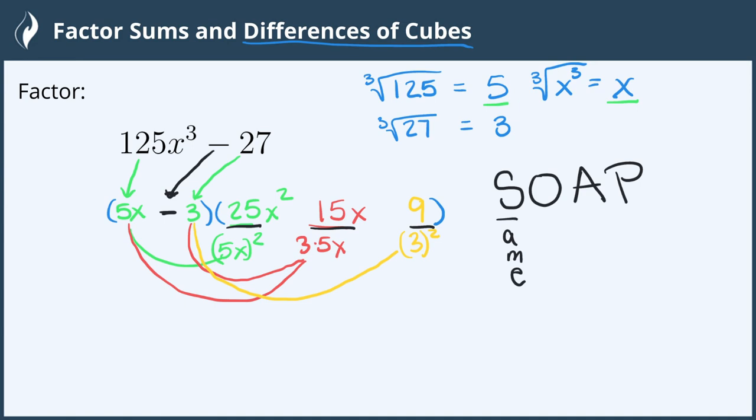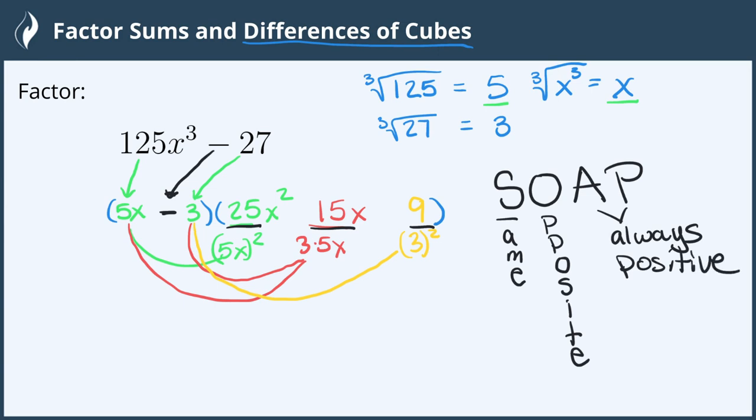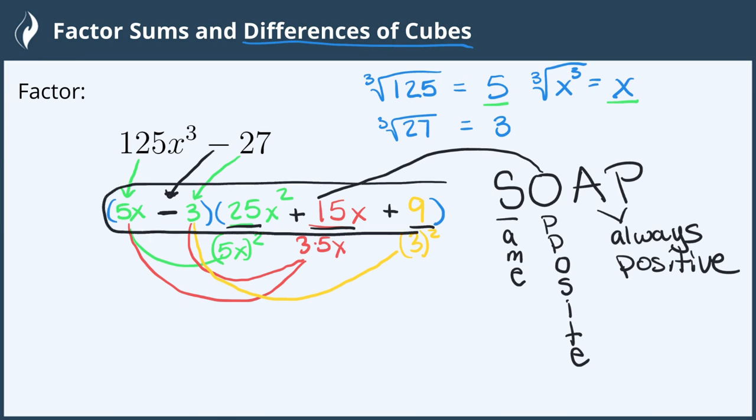The O is the opposite. And then the last one is always positive. So the next sign in our trinomial is the opposite of the first one. We had a subtraction in between, which means that I now have the opposite sign, which is positive. And the last one is always positive. So this is our factored form of our difference of cubes, and we're all done.